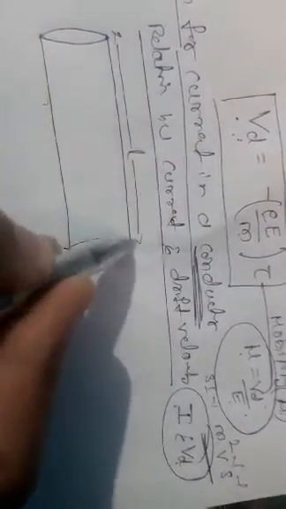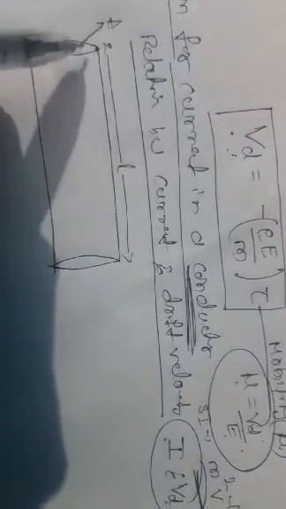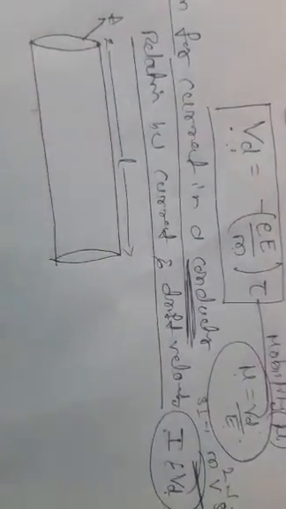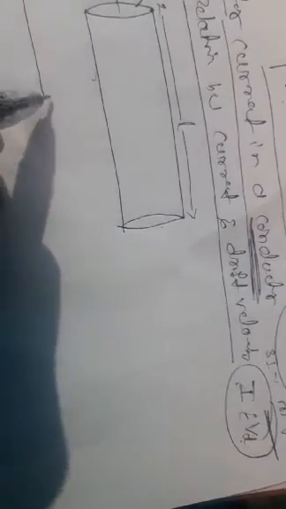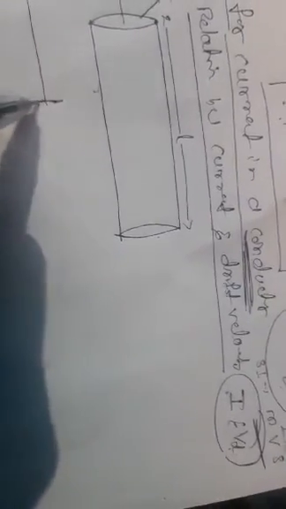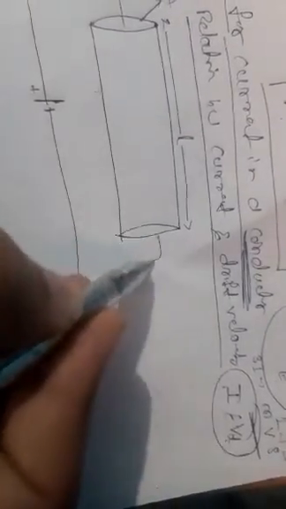Now the total length of the conductor is small l. Capital A is the area of cross section of each end of the cylinder. The two ends are connected to a battery: one end is connected to the positive terminal of the battery, and the other end is connected to the negative terminal of the battery.